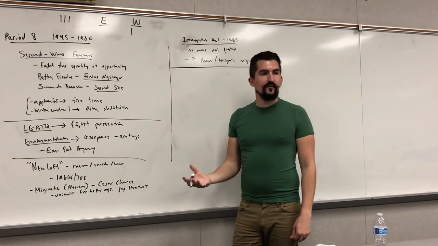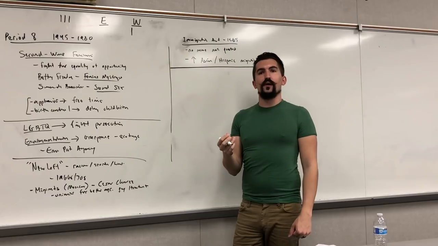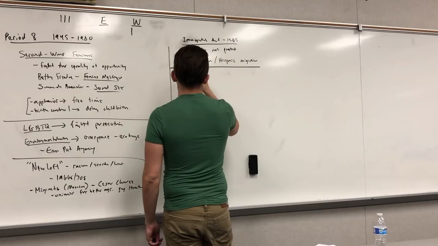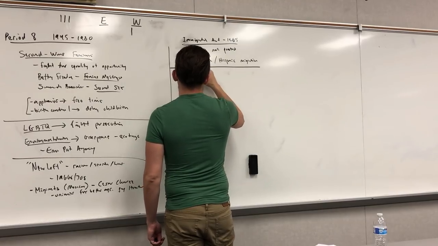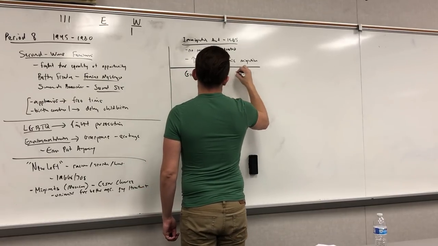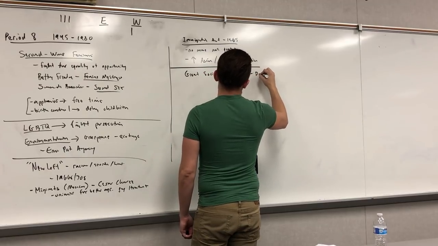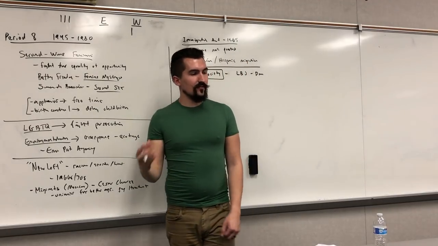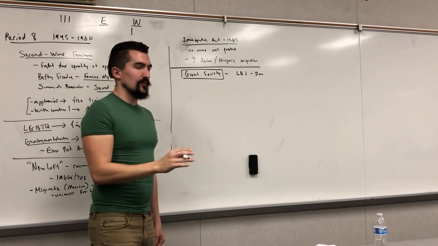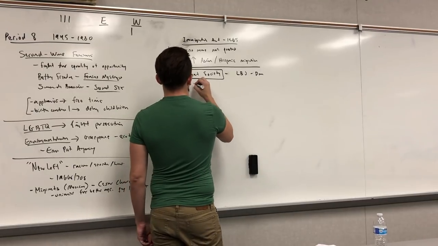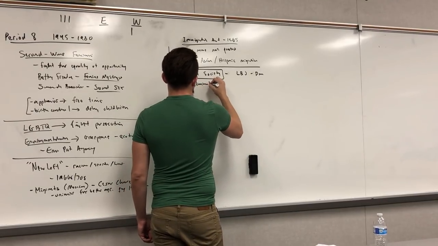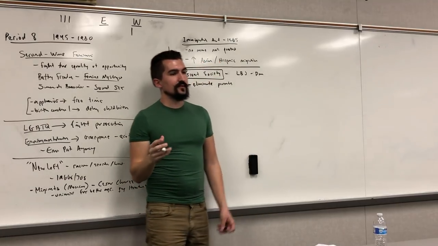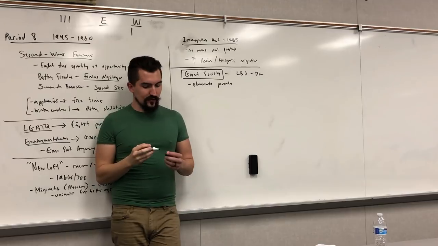As a part of this new left, they're still going to have some class-based policies. And one of the primary class-based policies we're going to see here is the Great Society, proposed by Lyndon B. Johnson, who's a Democrat, in the 1960s. And the Great Society is going to be an attempt to provide aid for disadvantaged groups, mostly poor people. So it's basically trying to eliminate poverty. Now, it really doesn't help out at all, but it's an attempt, right?